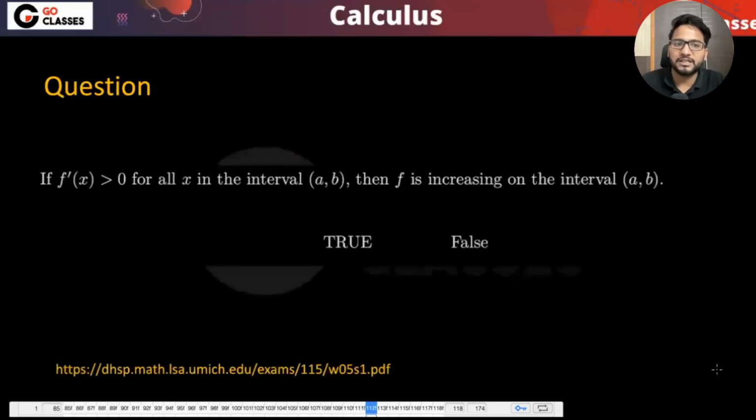Now, let's just see this question. Now, what they are saying? If f dash x is greater than 0 for all x in this interval, then f is increasing on this interval. Is this true?